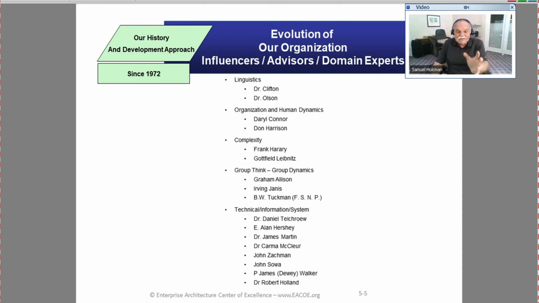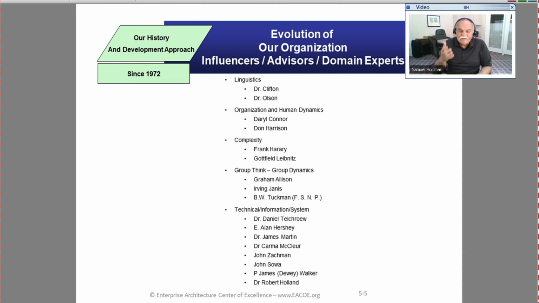And finally, in the area of technical information and systems mechanization, it started off with a gentleman named Dr. Daniel Teichroew and his graduate student, Ernest Allen Hershey, out of the University of Michigan, who developed this concept of PSL-PSA, Problem Statement Language, Problem Statement Analyzer, which was the first descriptive language to try to describe business understanding well before mechanization. These are the early roots of these types of things. Dr. James Martin and Dr. Carma McClure. Dr. Martin, Jim, wrote one of the most influential books to me called Information Engineering, bringing engineering discipline to the information engineering side.